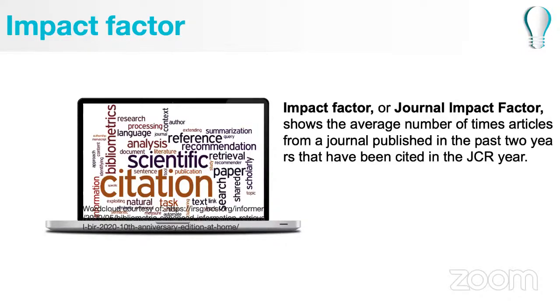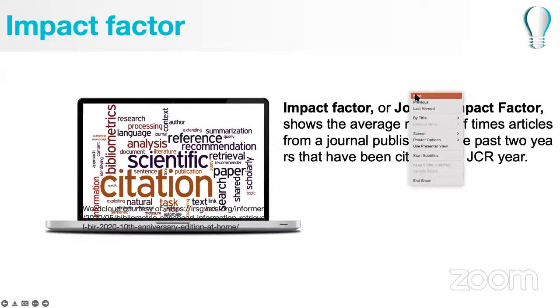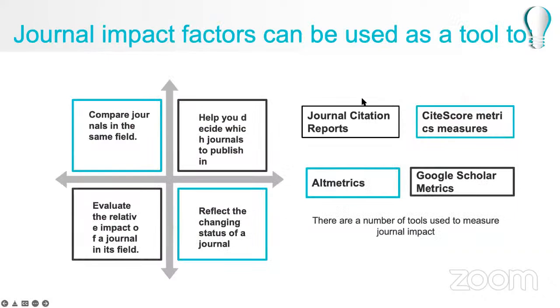We are running short of time. The impact factor shows the average number of times articles from a journal published in the past 2 years have been cited in the JCR year, the Journal Citation Report. Why is the journal impact factor important? You can compare journals in the same field. A journal with a higher impact factor is supposed to be a very good journal. So you can just compare.